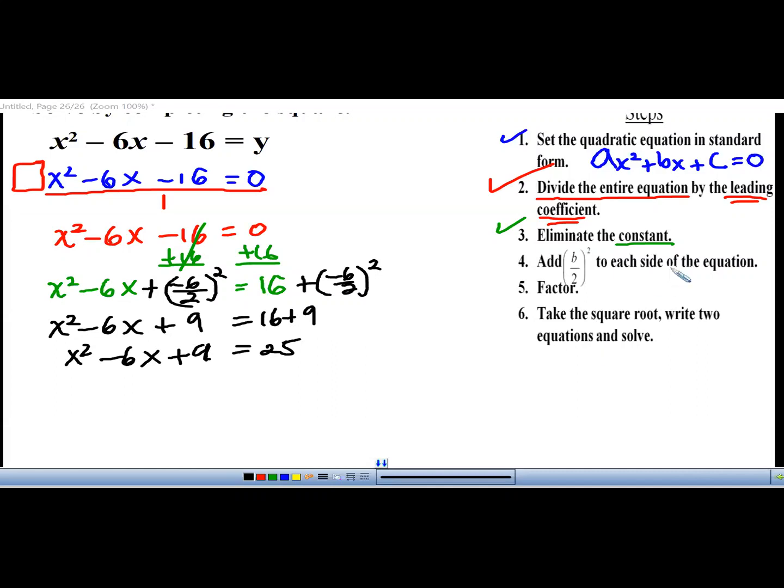All right, so you should have copied that. Up to right now, we did step 1, which was standard form, and it needed to be equal to 0. And I told you the standard form is ax squared plus bx plus c equal to 0. Step 2, we divided by the leading coefficient. There's nothing there, so it was 1. Step 3, we eliminated the constant. The constant is negative 16, so we added 16 to each side.